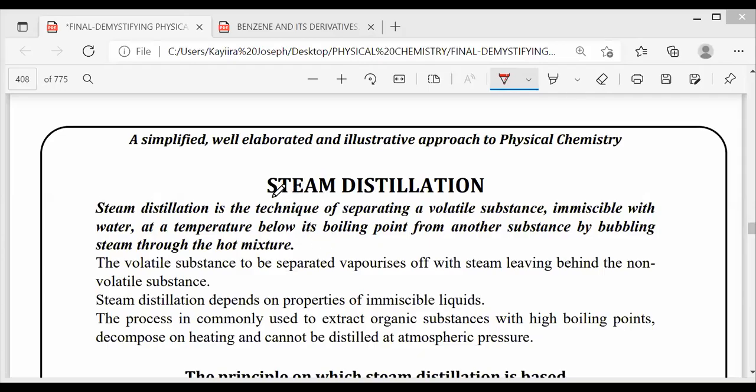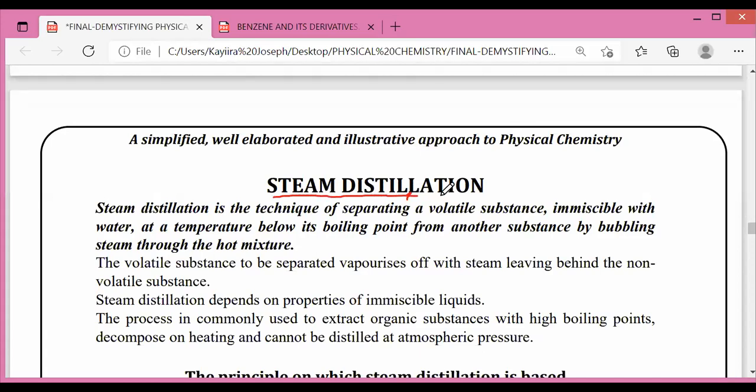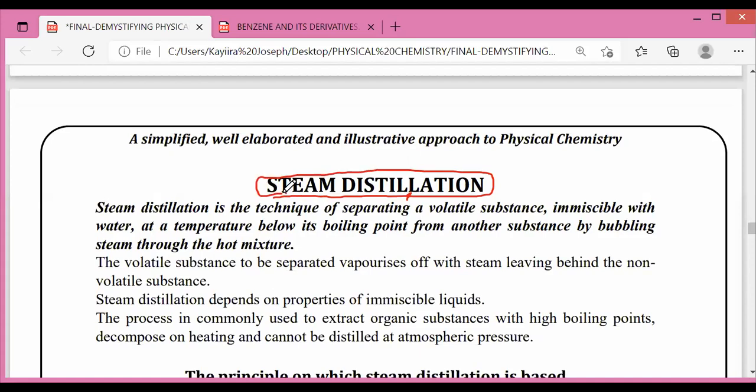So here we are, our new chapter in physical equilibria, which we are calling steam distillation. Shamila, can you read for us the definition of steam distillation?